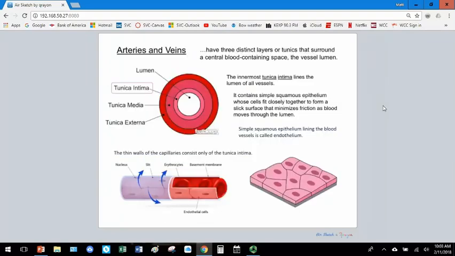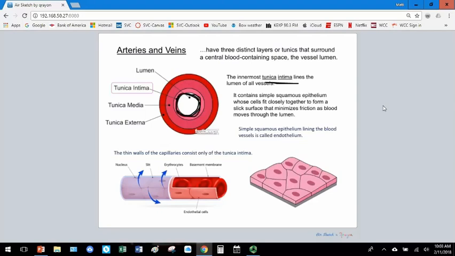Okay, so let's move on to arteries and veins. Arteries and veins have three distinct layers, also called tunics, that surround a central blood-containing space called the lumen. The innermost layer is the tunica intima, and this lines the lumen of all vessels. So the tunica intima lines the lumen of all vessels.